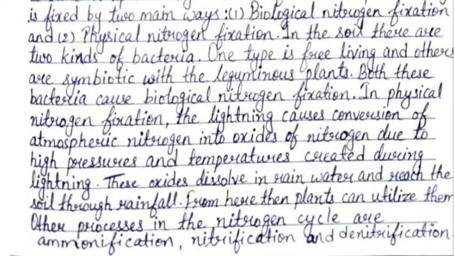In physical nitrogen fixation, the lightning causes conversion of atmospheric nitrogen into oxides of nitrogen due to high pressures and temperatures created during lightning. These oxides dissolve in rainwater and reach the soil through rainfall. From here, then plants can utilize them. Other processes in the nitrogen cycle are ammonification, nitrification, and denitrification.